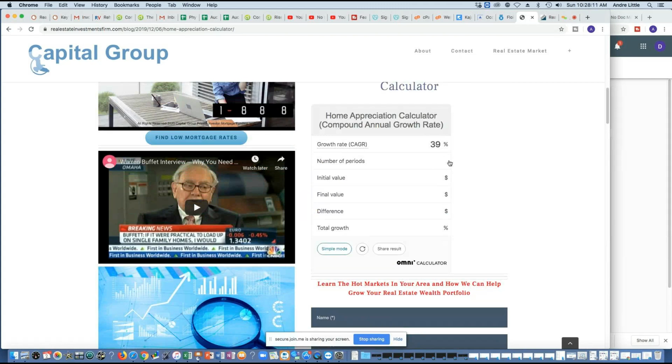And I'm not going to put 5 here. This is not a compounded daily calculator like you would use if you invest in stock in the market. You've got to use this very simplified. So I'm going to put 1 period. It's a 5-year period, but it's 1 period I'm going to put there. Initial value started out at $300,000.